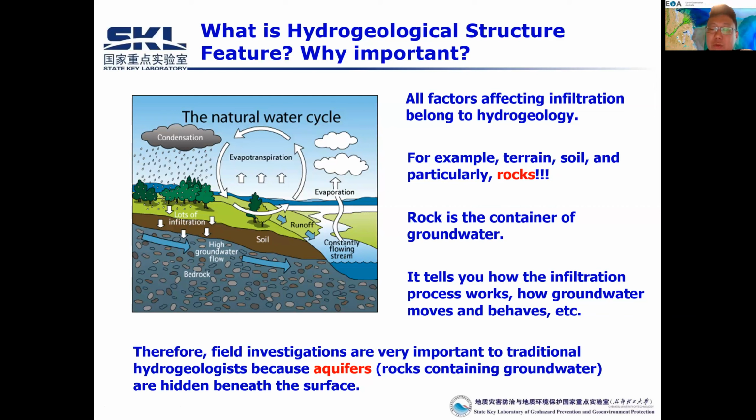The traditional hydrogeologist wants to know what type of rocks are in their study area, and whether there are any special geologic structures like faults, or impermeable rock layers inside the aquifer, because this information helps us understand the infiltration process, how it goes, how groundwater flows inside the rocks, how large the aquifer is, as well as how much groundwater an aquifer can store. So this information is very important for environmental and water management.